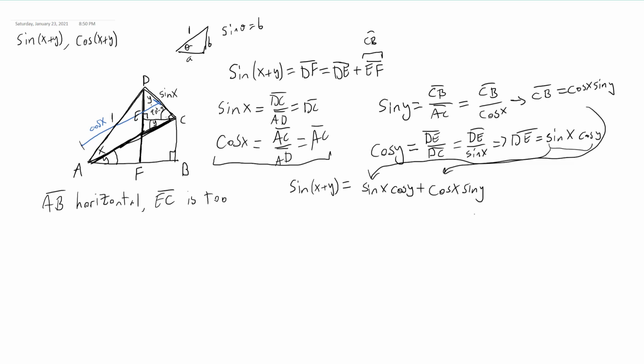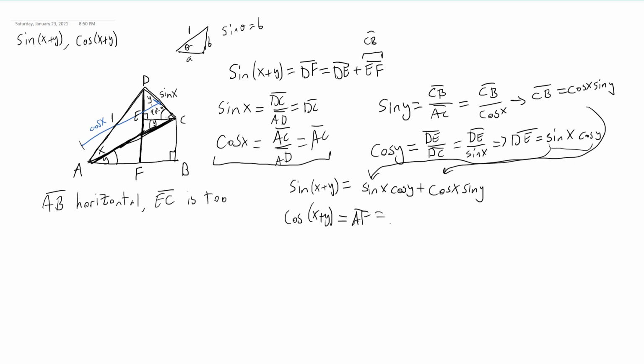So in general, if you have sine of the sum of two angles, you can decompose it this way. And now for cosine of the sum of angles. We've actually already done a majority of the work. So let's look at it in terms of segments. So cosine of the sum of angles, that's equal to AF.